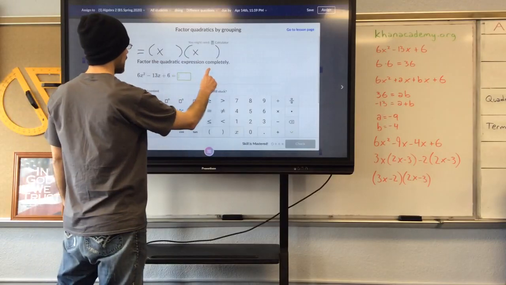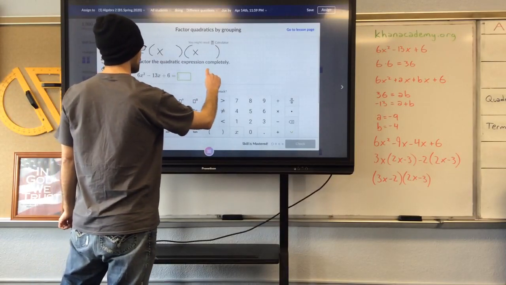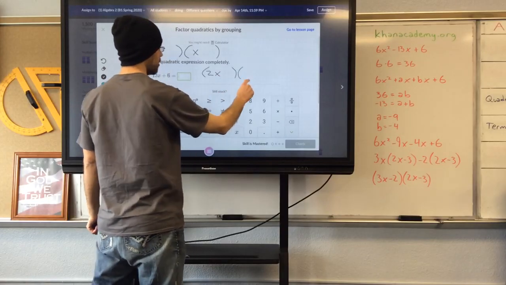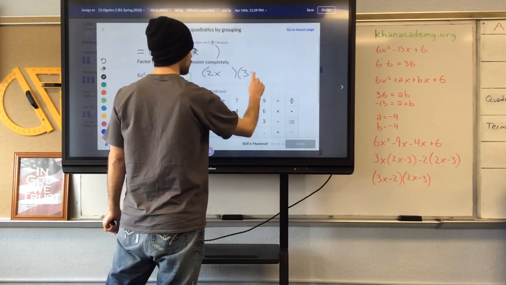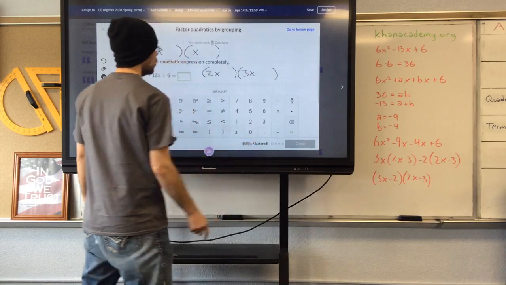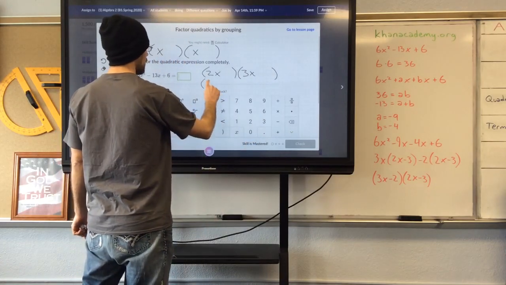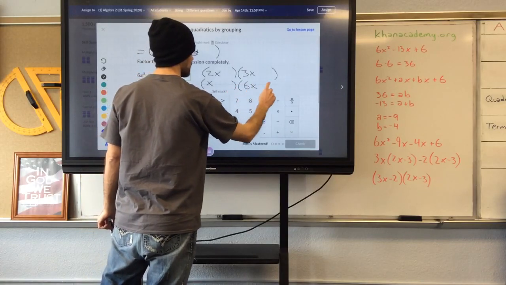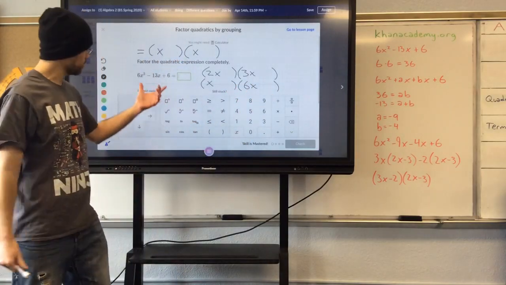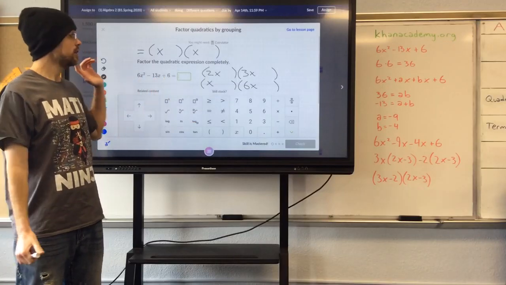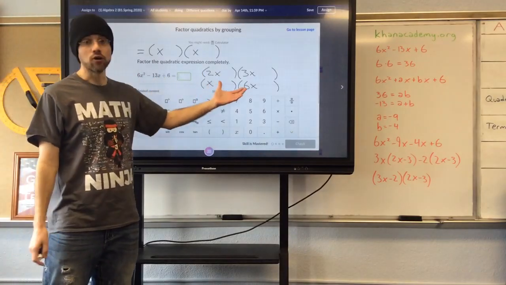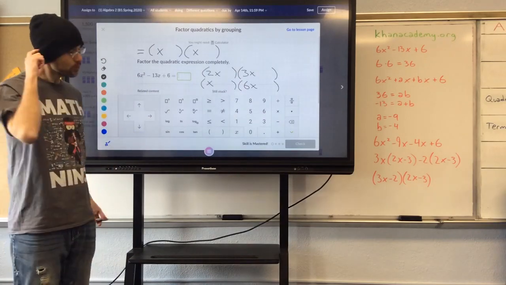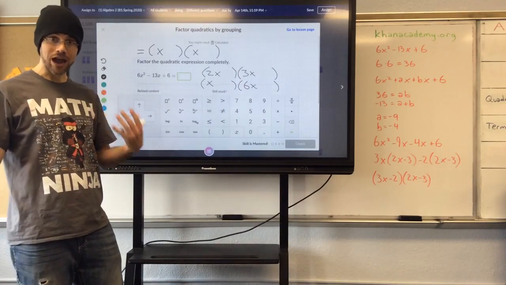So I'm going to write that here. I can say 2x for my first term, 3x for my second term. Or I can do x for my first term and 6x for my second term. Now, there's only going to be one solution to this probably, so I don't know which one, but I'm setting it up so I can do a little guess and check method informed by some rational thinking.